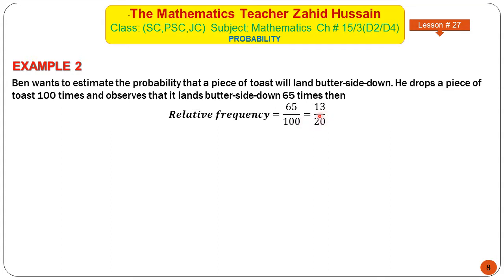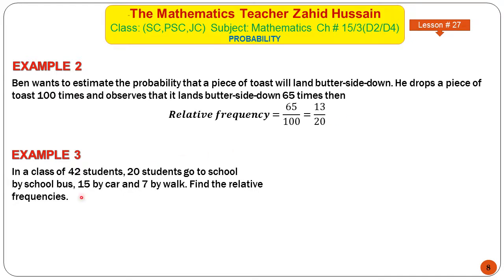This is the fraction. If you are asked to find the answer in decimal, you will convert this fraction into decimal, and if you are asked to write the answer in percentage form, you will multiply this by 100 and you will put the percentage sign.